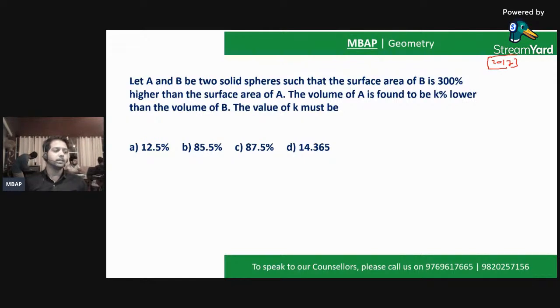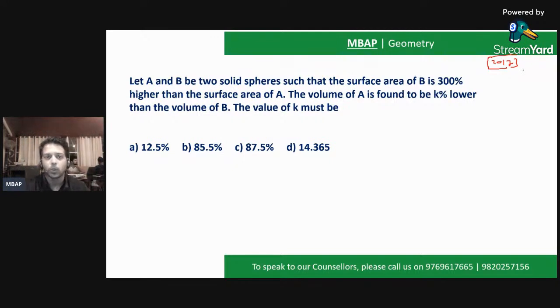Cool. Let's see if you're all set to solve this question along. It says there are two solid spheres. Let A and B be two solid spheres such that the surface area of B is 300 percentage higher than the surface area of A. Clear? The volume of A is found to be K percentage lower than the volume of B, and the question is to find the value of K.